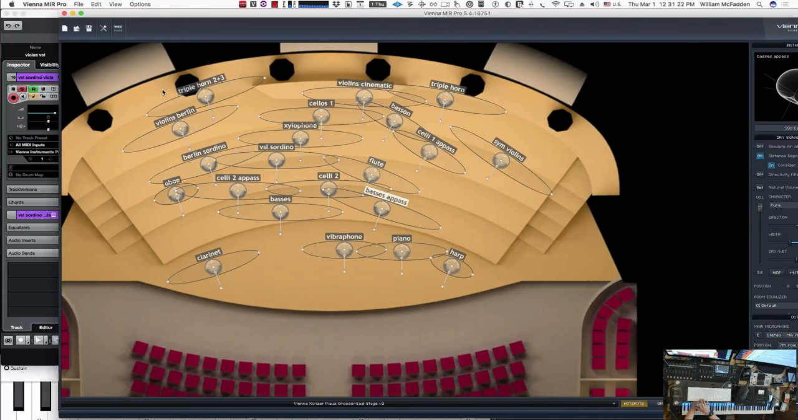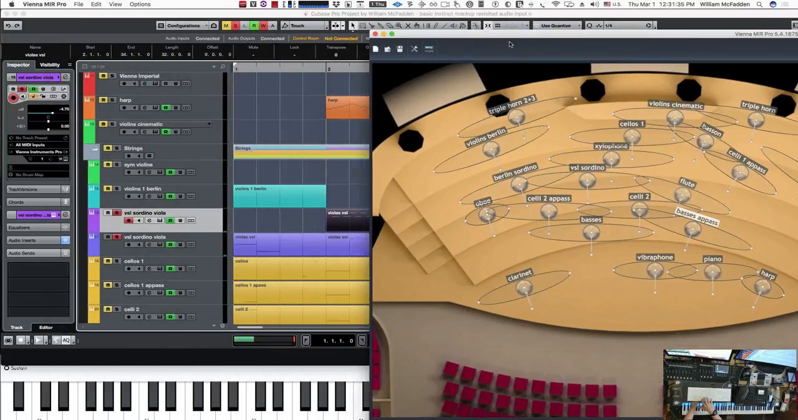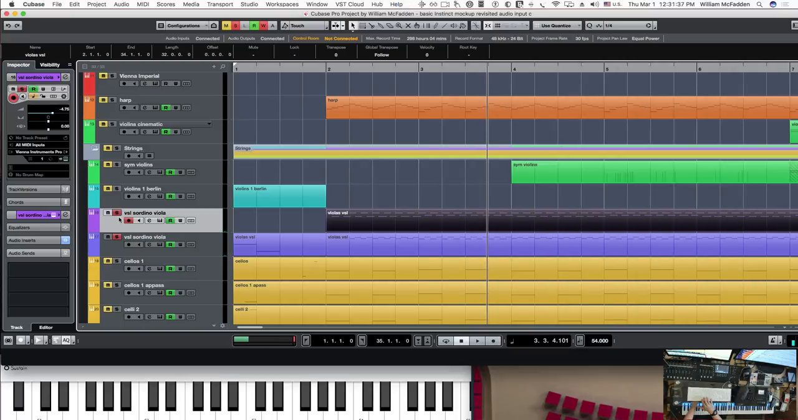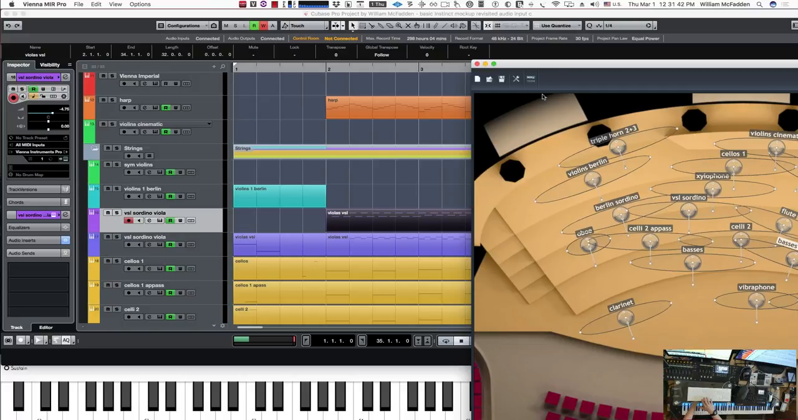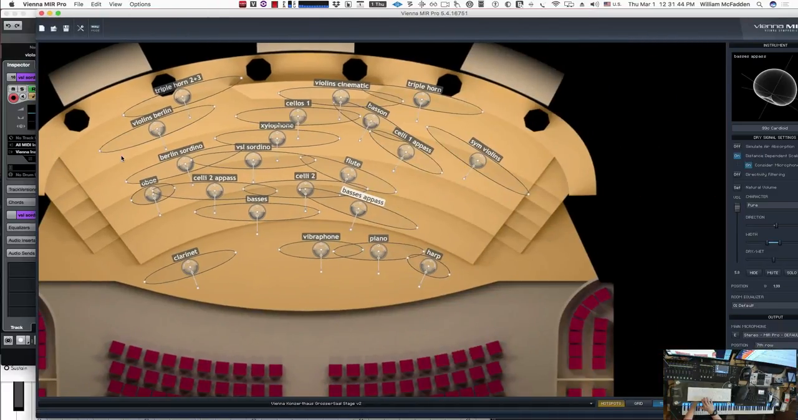So if you'll notice, there's your sordinos playing. They're actually both VSL. Berlin didn't actually have a sordino. And if we unmute those two cellos and go back to it, then we'll see all of the instruments involved playing.